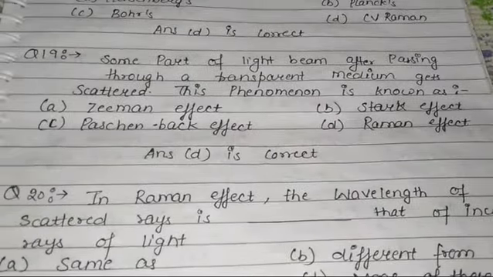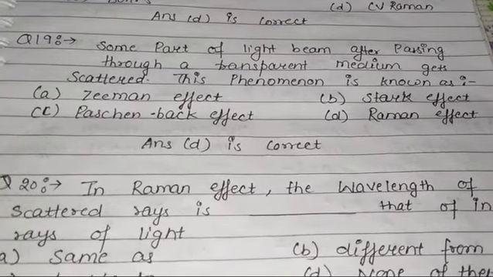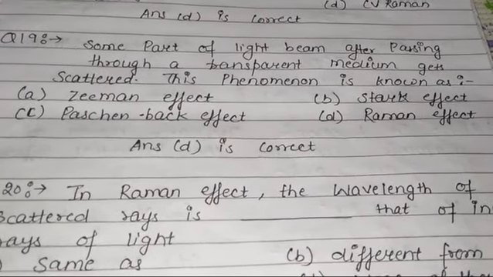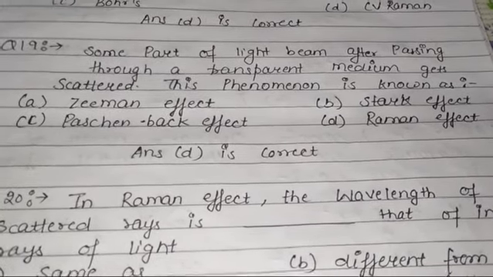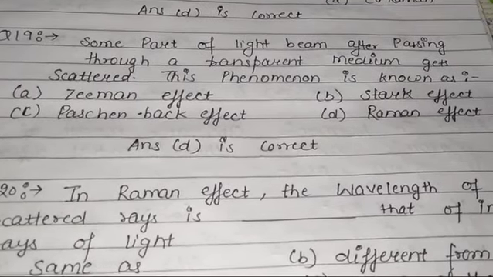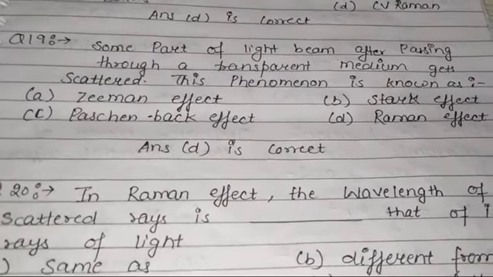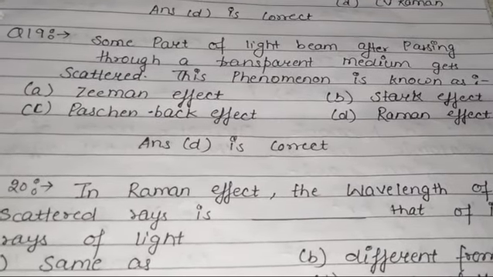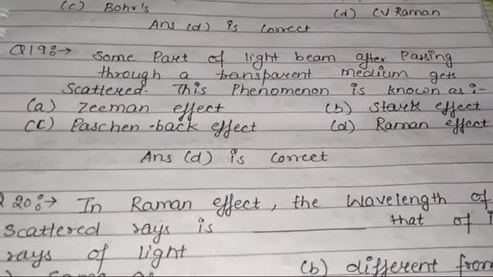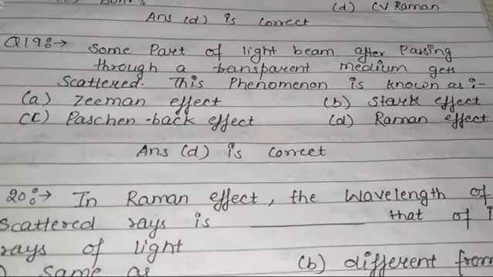Now question 19 is, some part of light beam after passing through a transparent medium gets scattered. This phenomenon is known as A, Zeeman effect, B, Stark effect, C, Paschen-Back effect, and D, Raman effect. So this is Raman effect. Answer D is the correct answer.